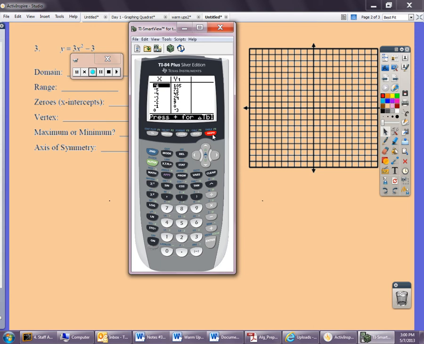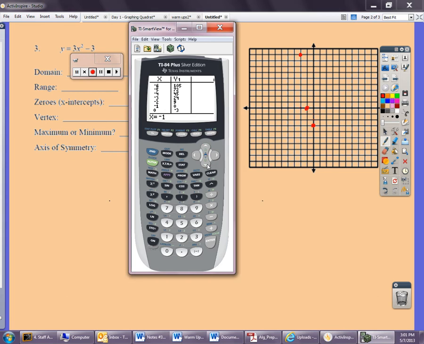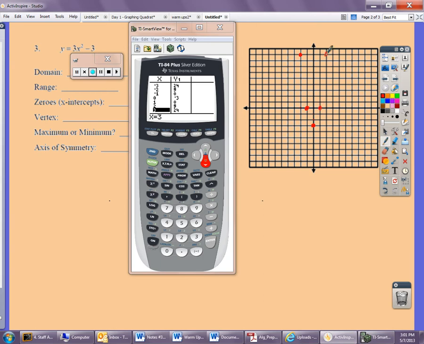Well, we can't plot negative 105, 72, so we're going to get down to, we can plot negative 2 and 9, so we have negative 2, 9, and then we have negative 1, 0, and then 0, negative 3. If I keep looking at my table, I have 1, 0, and 2, 9. And once again, if you notice, these points have that symmetry where these will fall on top of the other ones. So we have our graph.